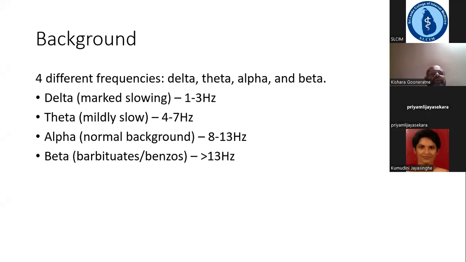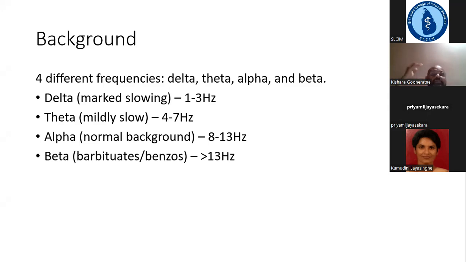So, normal background in an awake EEG would have alpha activity, right? So, these are the main 4 types or different frequencies in the waveforms.